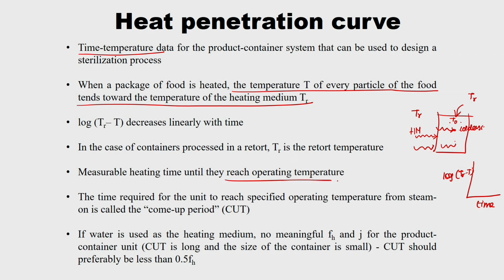So, this is to reach operating temperature, it takes some time. The time required for the unit to reach specified operating temperature from steam is on is called come up period. So, when I switch on the steam, for example my process operating temperature is 121 degrees centigrade, the retort will take some time to reach this particular temperature. So, this is nothing but the come up period, we call it as a CUT.